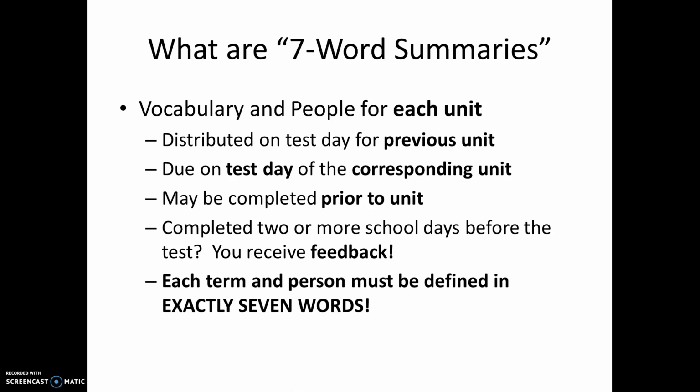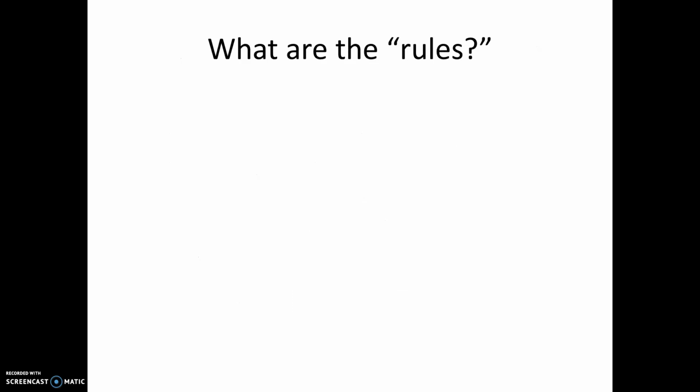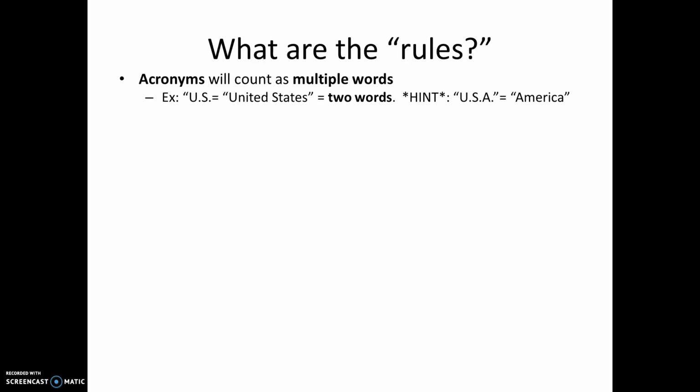Understand that each term and person must be defined in exactly 7 words, plain and simple. Exactly 7 words. So this begs the question, what are the rules? What are the guidelines? And remember, this is on that physical piece of paper you received in class, and it's also on Classroom, but I'll give you the verbal explanation as well. Acronyms count as multiple words, so that's how I count them towards your 7-word summaries. United States is 2 words. So if you really are struggling, you have United States in there, and you have 8 words, just say America, and it will count as 1.